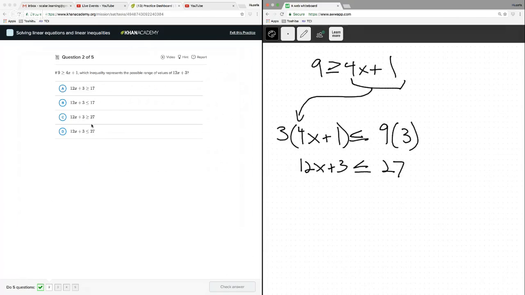That one's out. It's not this one because it's 17. Not this one because, again, it's not greater than, it's less than. So it's got to be D. And look at that. It's exactly how they've presented it right there. Choice D.